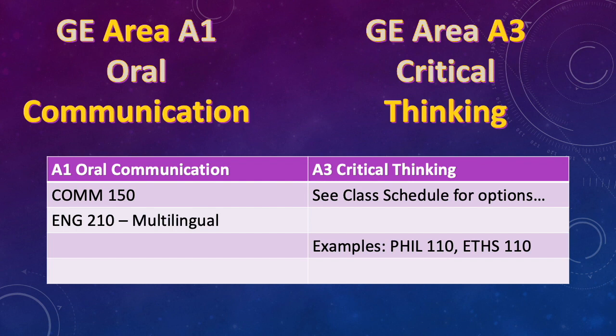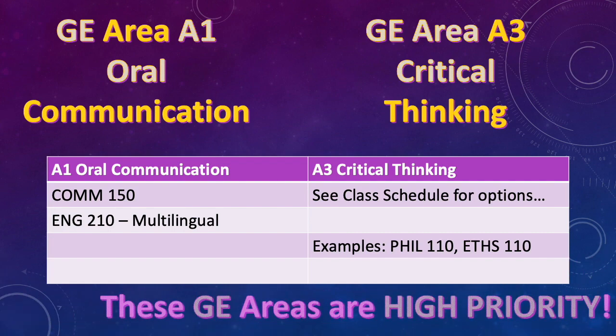If you are still missing either GE Area A1 Oral Communication and/or Area A3 Critical Thinking, enroll into these courses for the spring. These GE areas are both high priority.